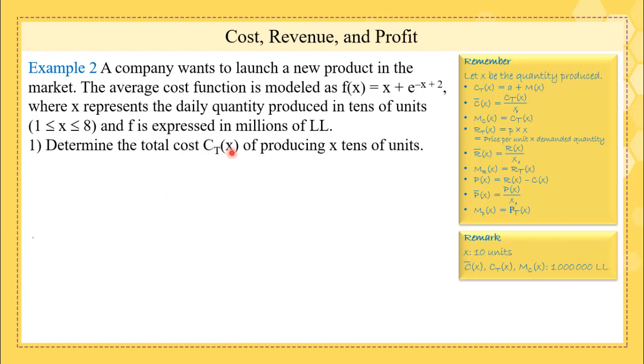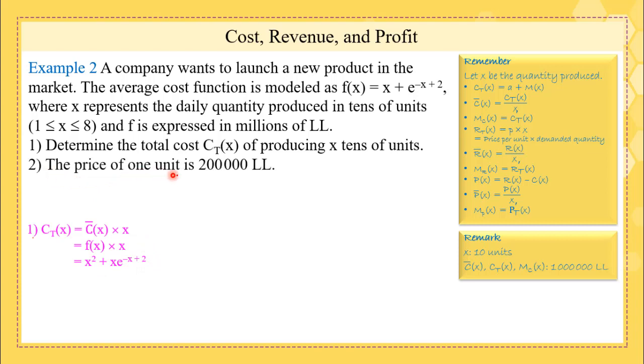1. Determine the total cost CT of x of producing x tens of units. So in this part, we need to find the expression of the total cost. We know the rule of an average cost: C bar of x equals CT of x over x. Hence, CT of x equals C bar of x times x, and C bar of x equal to f of x. Thus, CT of x equals f of x times x. Now, just substitute the expression of f of x, then expand it with x. We get CT of x equal x squared plus x e power minus x plus 2.